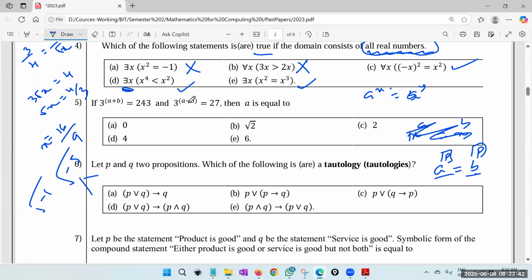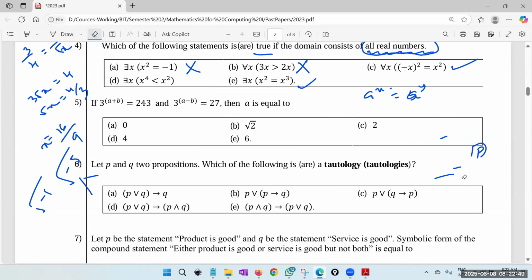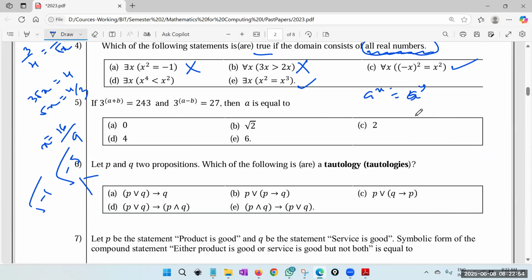I think 27 is obviously a power of 3. What about 243? Is it a power of 3? If it is, we are done. Right, 3, 9, 27, 27 into 3, 81, right, 81 into 3, 243, yes. That is 3 to the power 1, 2, 3, 4, 5.